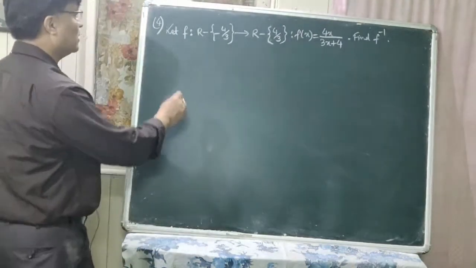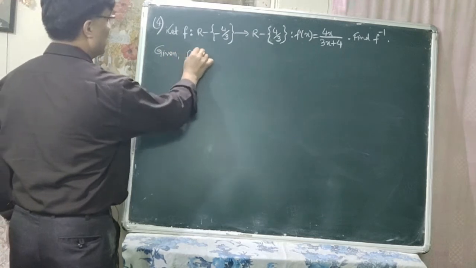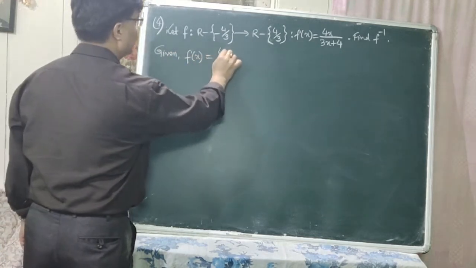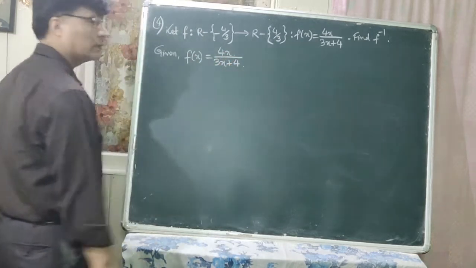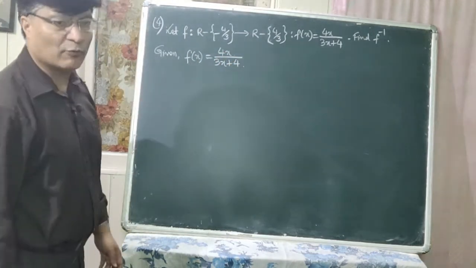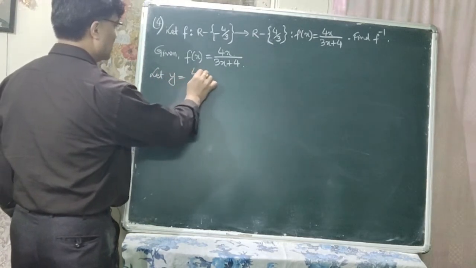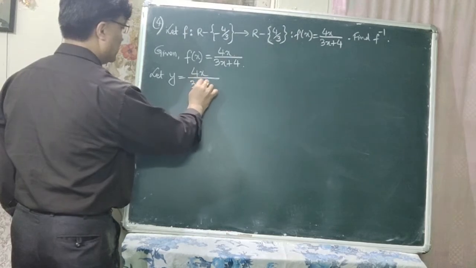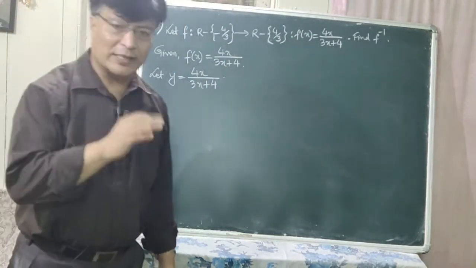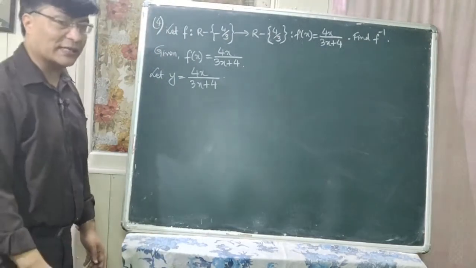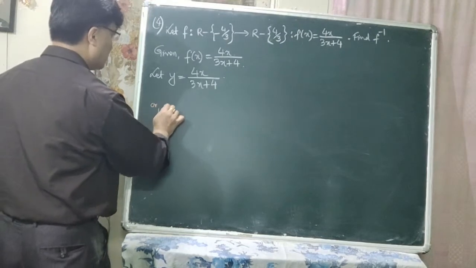Okay. So here given is f of x is equal to 4x divided by 3x plus 4. So let us write it in terms of y. Okay. So let y is equal to 4x divided by 3x plus 4. Because you have to find out f inverse, isn't it? So let us assume this given function as y. Now let us express x in terms of y here. Now cross multiply.